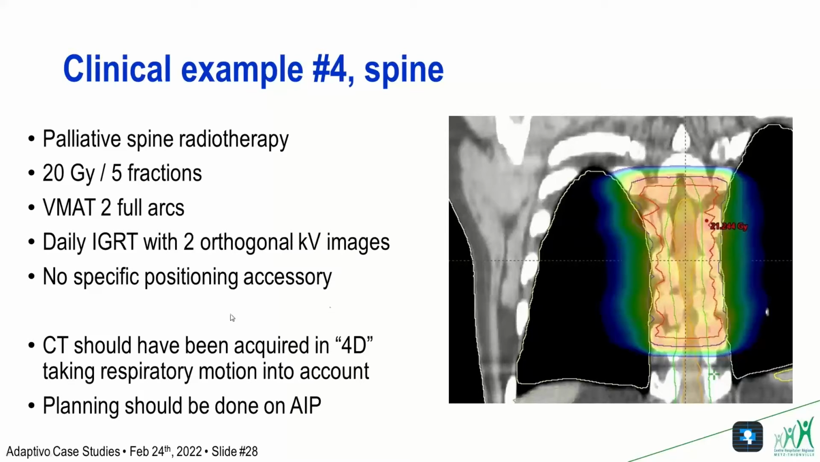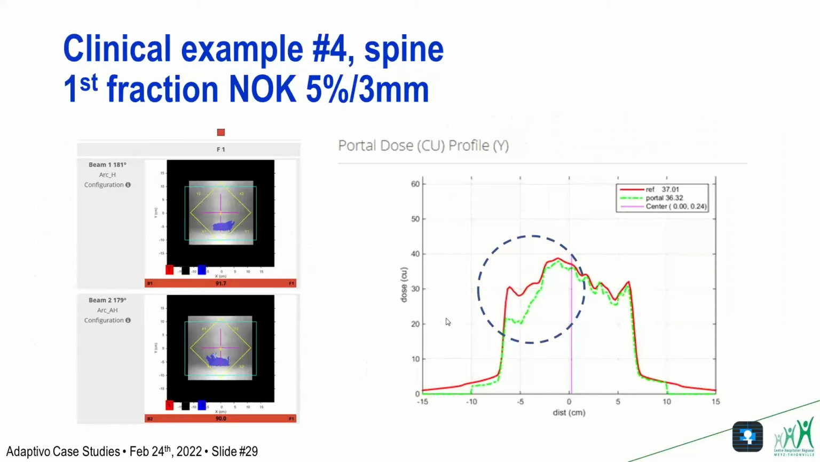And if we treat it by VMAT, we should have acquired a 4D scan that would have taken the respiratory motion into account. And we should have planned everything on the average intensity projection. So here are the results of the VMAT plan at the first fraction.